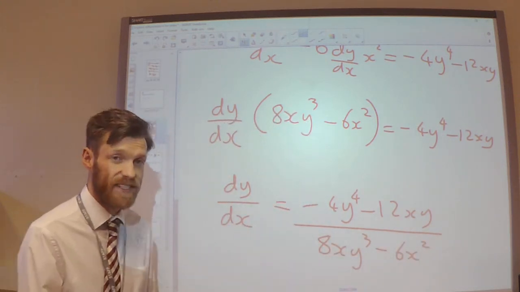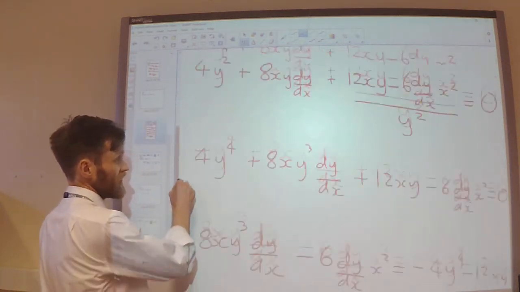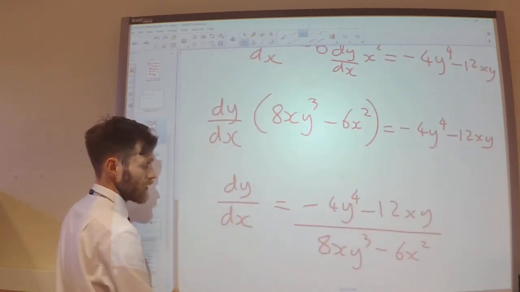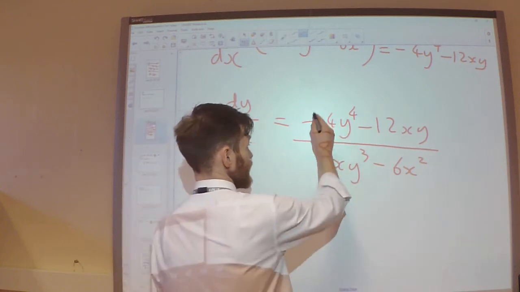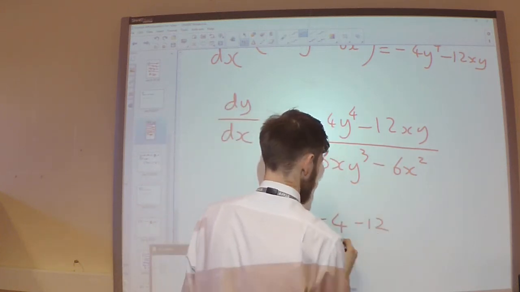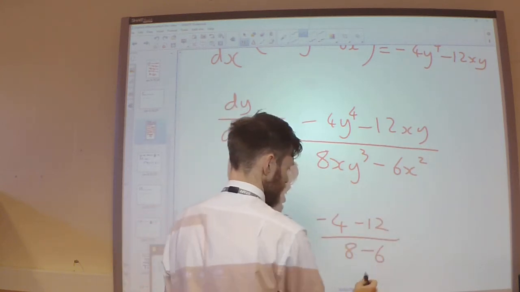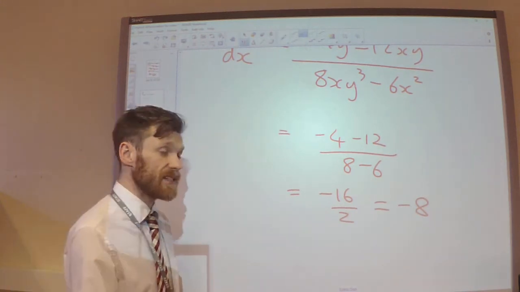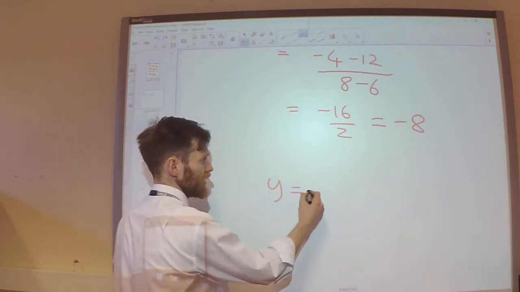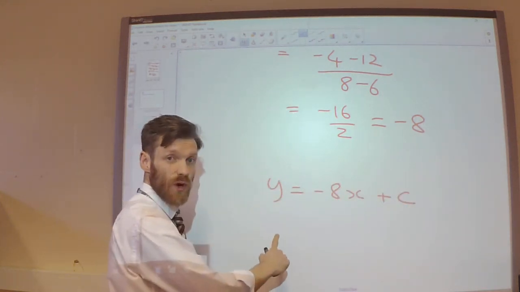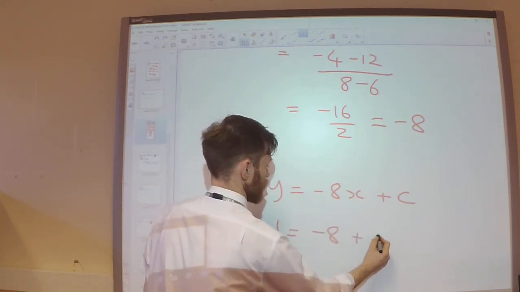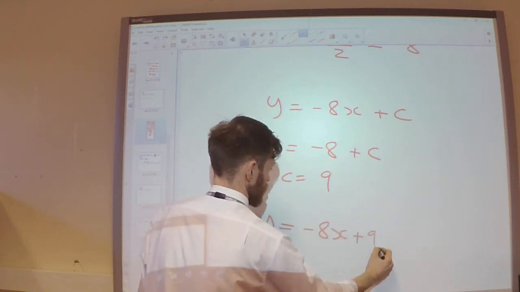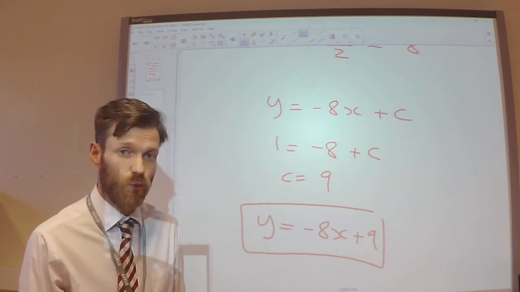Okay, right. That's my gradient function then. And I wanted to work out the gradient at the point 1, 1. So x is 1 and y is 1. So let's substitute those in. So I will get minus 4 minus 12 over 8 minus 6, which is minus 16 over 2, which is minus 8. So my gradient is minus 8. And from there, I can do y equals mx plus c. I know y is 1 and x is 1. So c must be 9. And there we go. I've got the equation of my tangent at the point 1, 1.